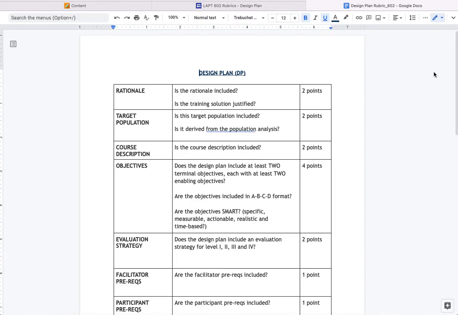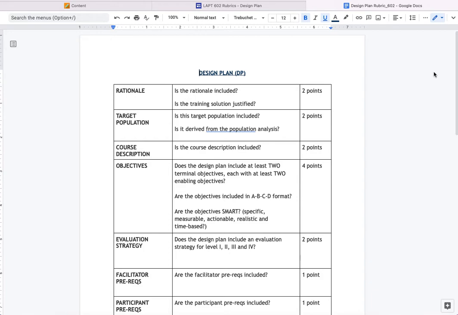The first thing is you want to write a rationale. Why are we offering this course? This particular course. Is a training solution justified? And how do we know that it is? And in this case, you're going to rely on what you know about the necessity of problems and why training fails. Then you want to introduce a target population for the event.